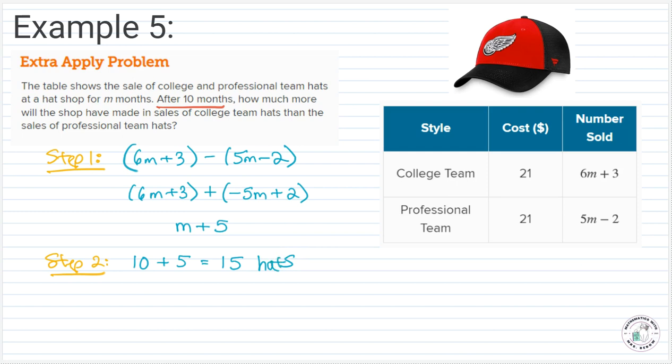Now they say, again, it's $21. So step 3, you're going to take the number of hats that were the difference between the two types. So we're going to do 21 times 15. Again, we can write our work off to the side here. We get an answer of $315.